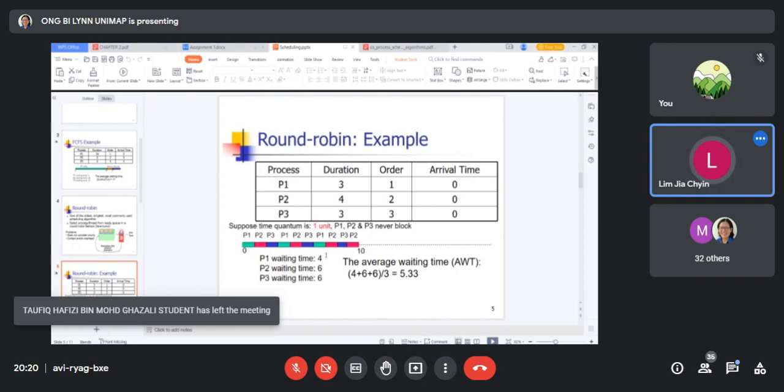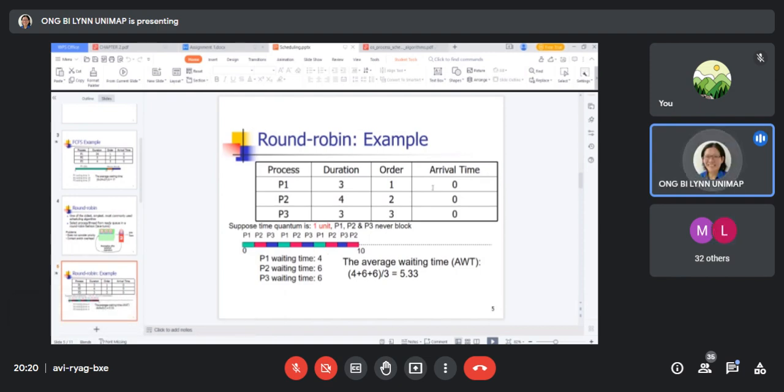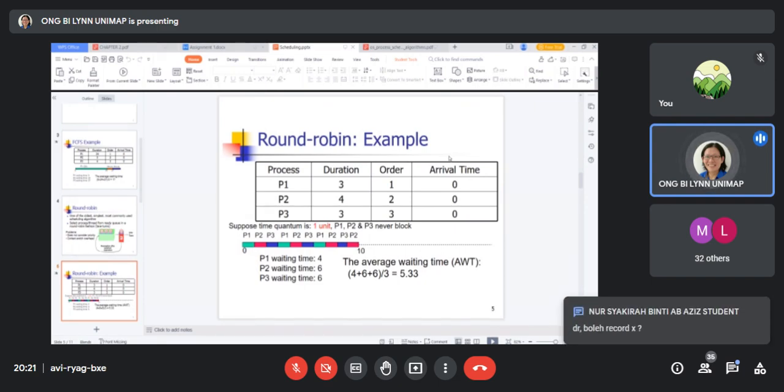Okay. So if it is arrival time, over here you just say the arrival of the process is zero, right? The arrival time is 0. Later after this, we are going to have other arrival times, then you can see what the difference is. Okay, sure. Thank you, doctor.